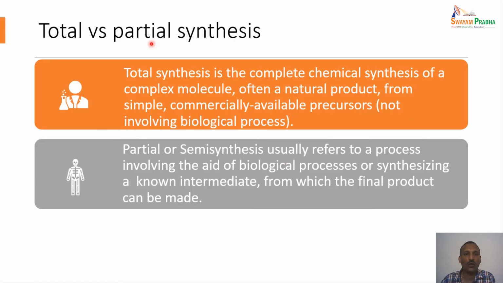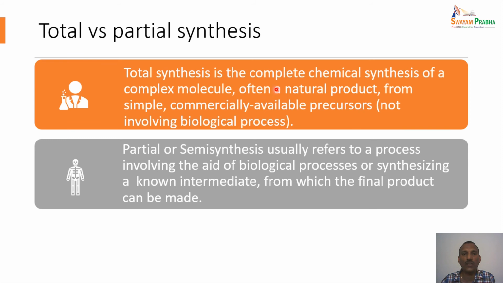Now let us look at total and partial synthesis. We can also call this total and partial asymmetric synthesis. So what is a total synthesis? Total synthesis is a complete chemical synthesis of a complex molecule, most importantly a natural product, from a simple commercially available precursor. So if you are going to synthesize some naturally occurring compound from a simple starting material, that is what is called total synthesis. And if we get the right enantiomer or the right stereoisomer, then we call that a total asymmetric synthesis.